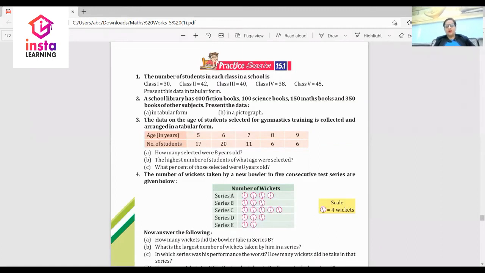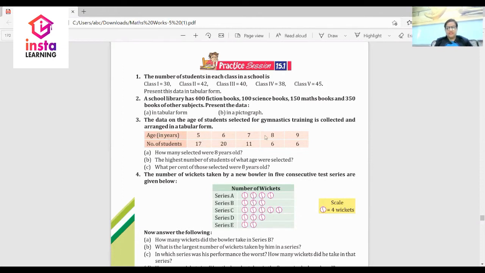Students, exercise 15.1 is all about bar graph, pictograph, and you have to make it like that, in tabular form. You know pictograph, but just make a picture of that and then you are able to make it.